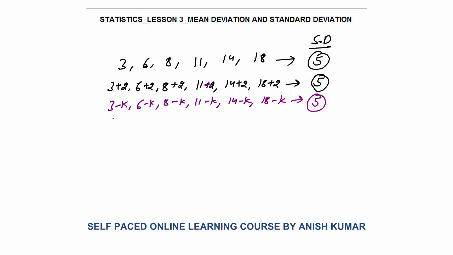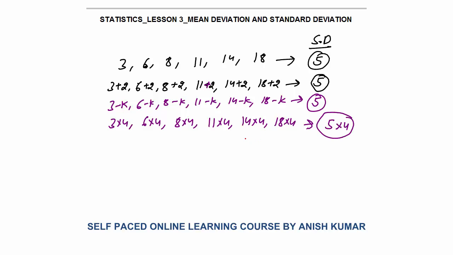But in case of multiplication, if you multiply each number by the same constant, that is 3 into 4, 6 into 4, 8 into 4, 11 into 4, 14 into 4, 18 into 4, now the standard deviation will also be multiplied by 4. This will be 5 into 4, 20. So standard deviation will also get multiplied by 4. Same is true for division.